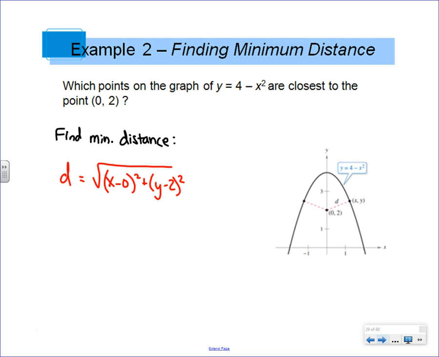Or you could just think Pythagorean theorem. Then you plug in, because that would be x and that would be 0. x minus 0 is a squared. And that's y and that's 2. y minus 2 is b squared. So x minus 0 squared plus y minus 2 squared is d squared.